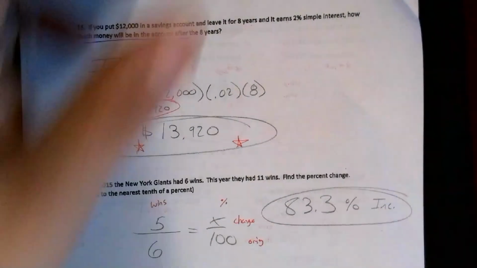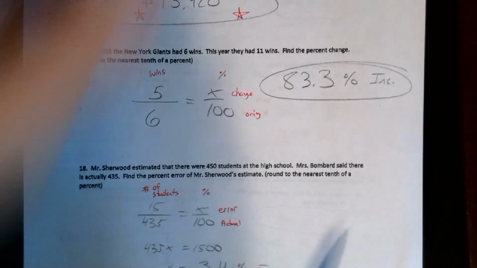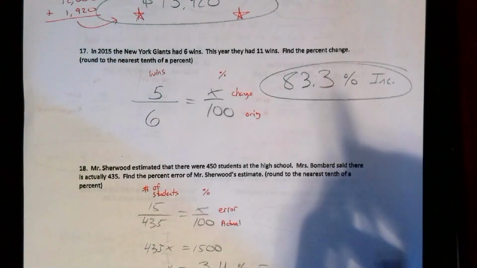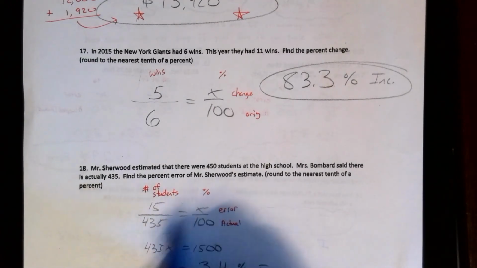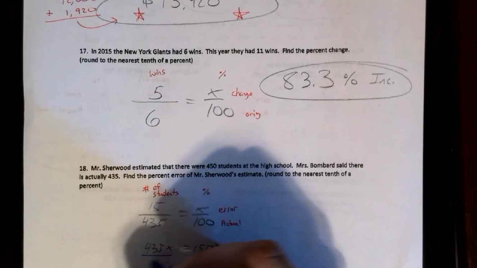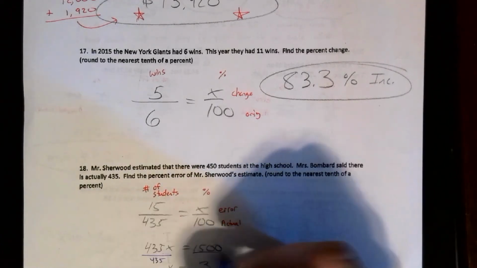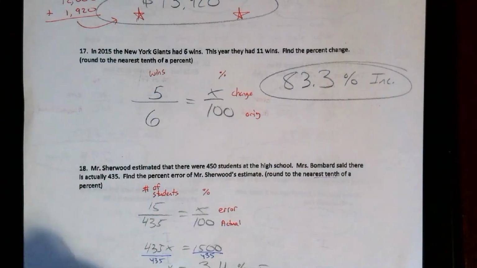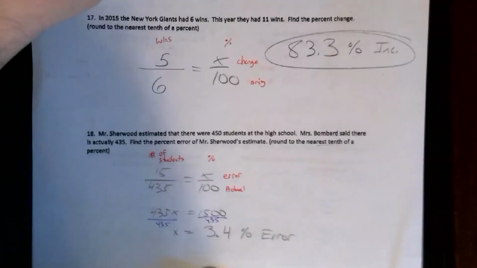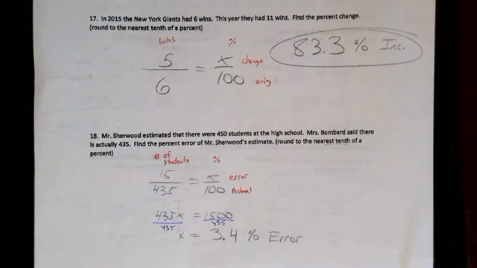And finally, the last one here, percent error. He was off by 15 students out of an actual amount of 435. So you cross multiply, divide both sides by 435, and you end up with x is 3.4% error, rounded to the nearest tenth. Okay, so those are the answers to that last test that you guys took.